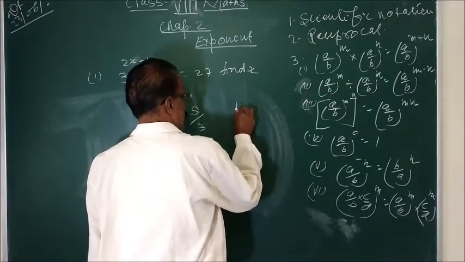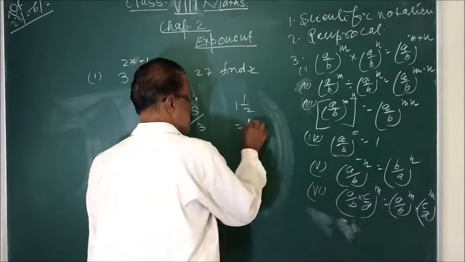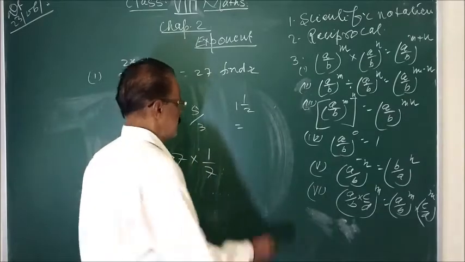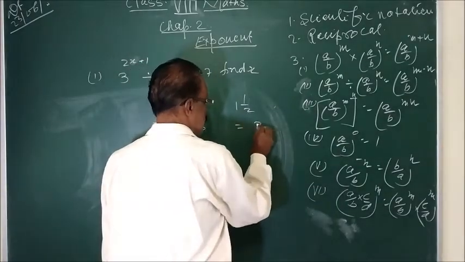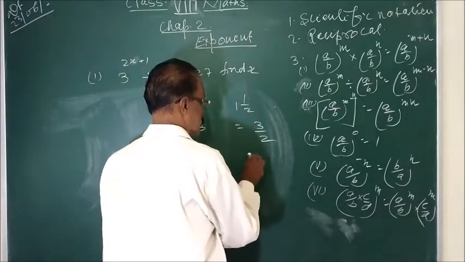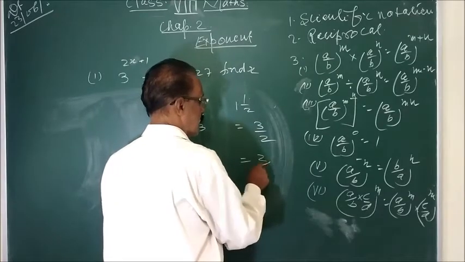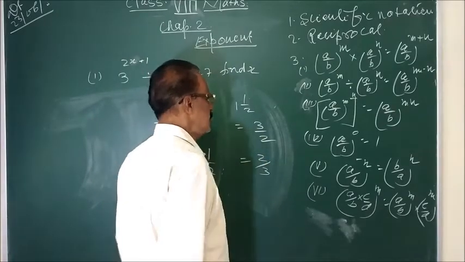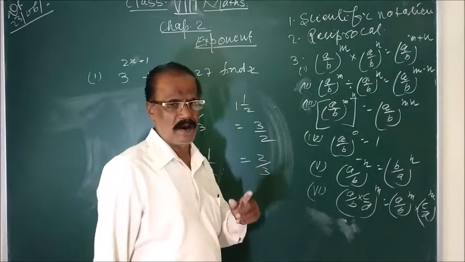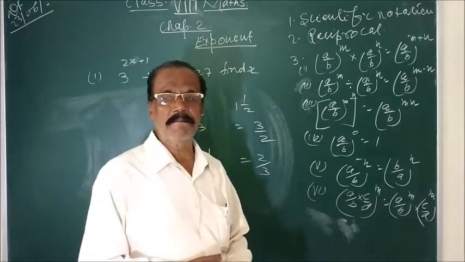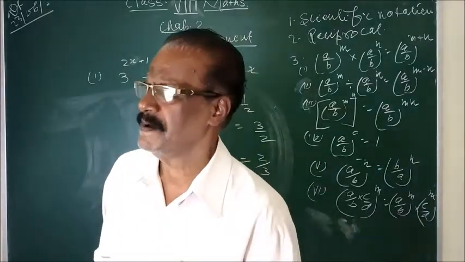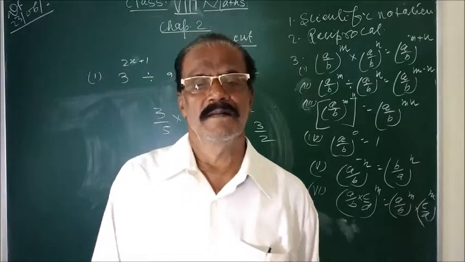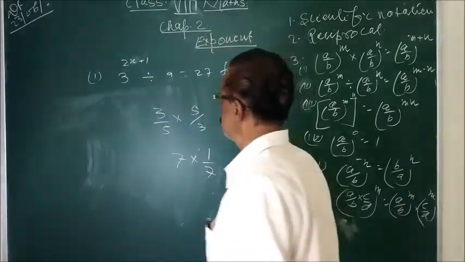Suppose 1 1 by 2, this is a mixed fraction. You convert it into the improper fraction 3 by 2. What is the reciprocal of 3 by 2? 2 by 3. So very simple, reciprocal. The product of two numbers, if it is 1, each number is called the reciprocal of the other.